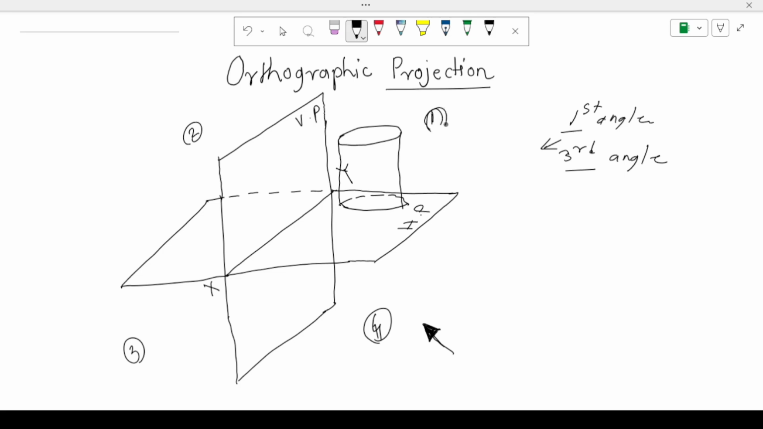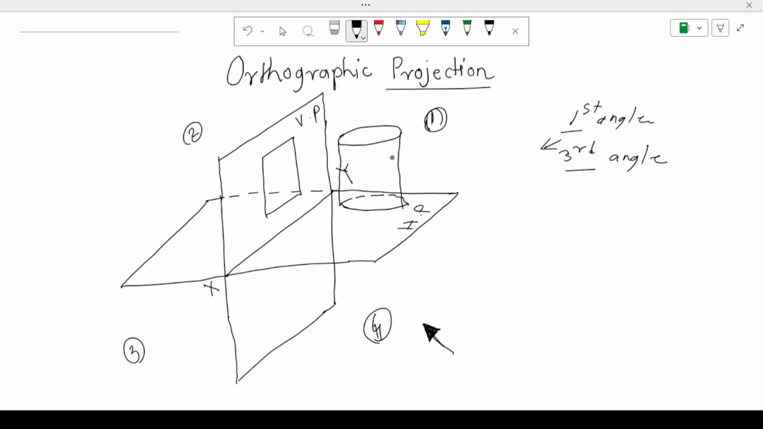Because here the object is placed in the first quadrant, which means above HP and in front of VP. So the direction is the front view direction. What is the front view of a cylinder? The front view of a cylinder is always a rectangle, because the curve is converted into a horizontal line. So this is a rectangle.